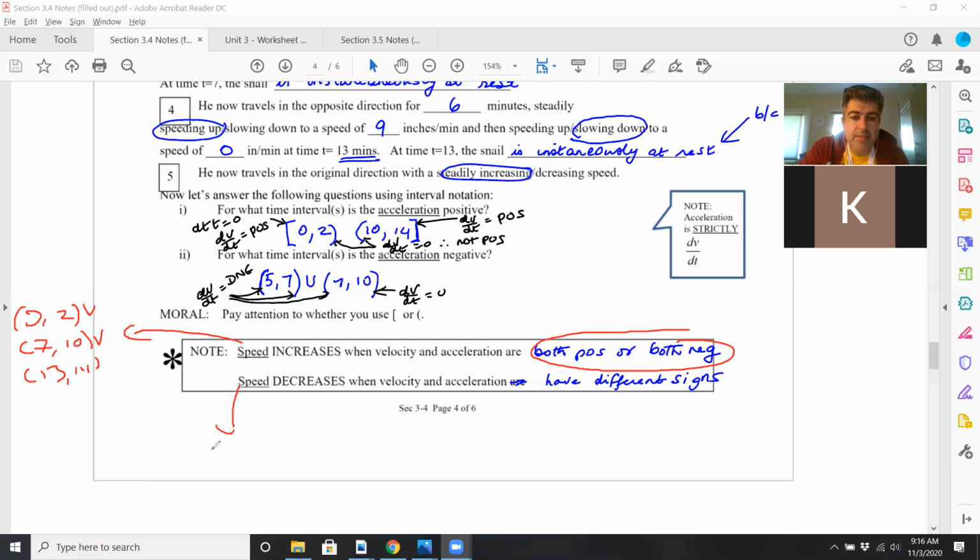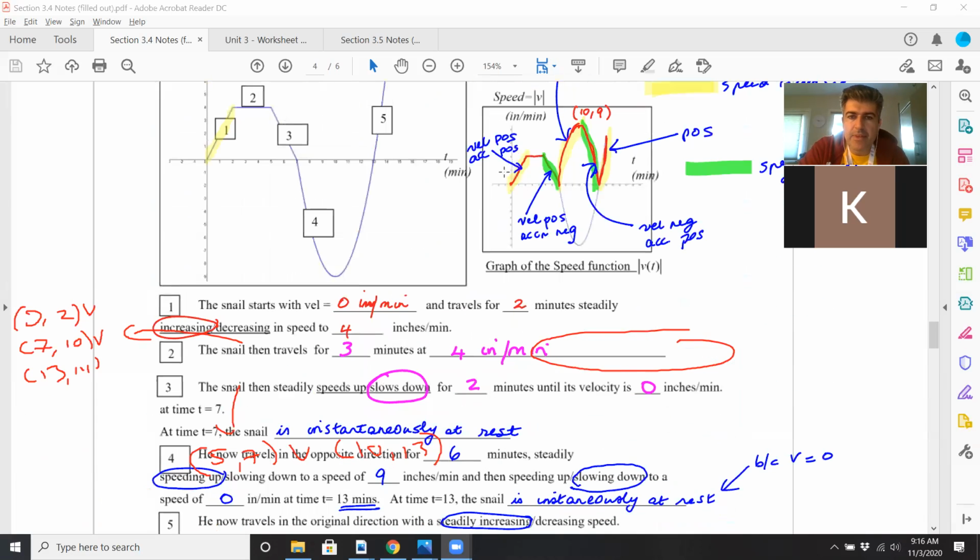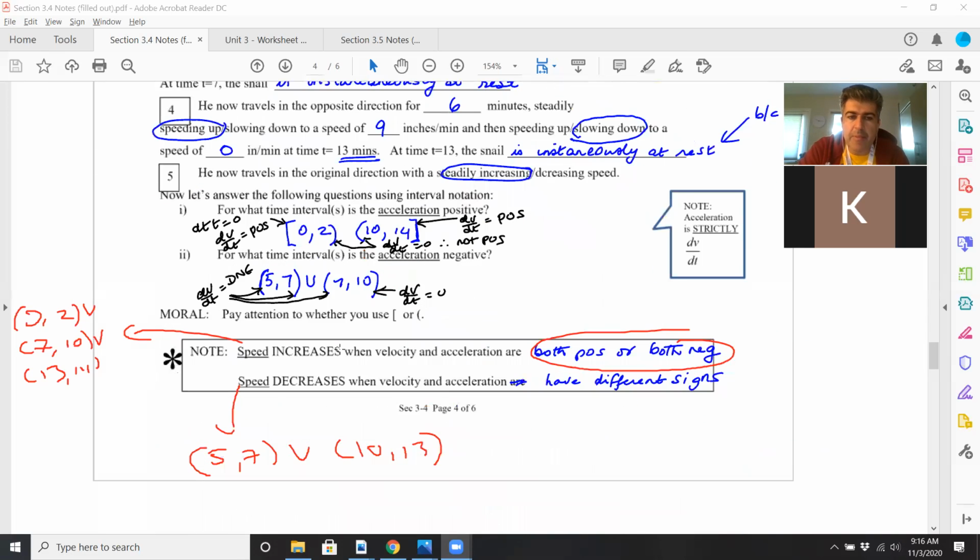Your speed is decreasing from 5 to 7 and from 10 to 13. That's where the velocity and acceleration have opposite signs. But because you have a speed graph, you could just say, hey, I'm increasing the speed from 0 to 2, from 7 to 10, and from 13 to 14. I'm decreasing the speed from 5 to 7 and from 10 to 13, because you see the graph is dropping for speed in those intervals. And of course, the speed is constant from 2 to 5. So the speed graph could be helpful in that regard as well. Hopefully that provides some consistency for understanding this stuff.